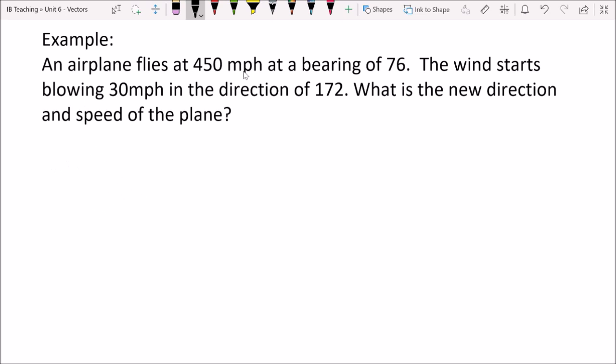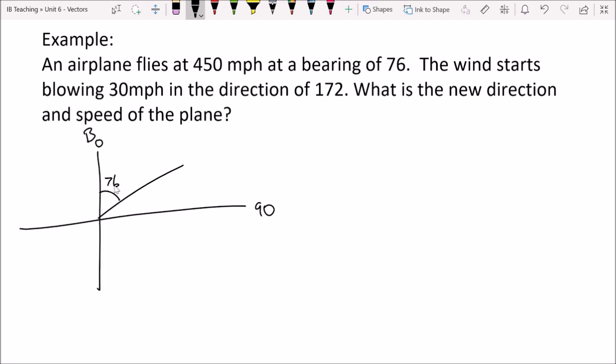So an airplane flies at 450 miles per hour at a bearing of 76. All right, let's make a bearing chart. I'm going to put a letter B here so I recognize this is a bearing chart. And on a bearing, 0 is there and 90 is there. So we are at 76, which means this is a 76 degree angle and a magnitude of 450.